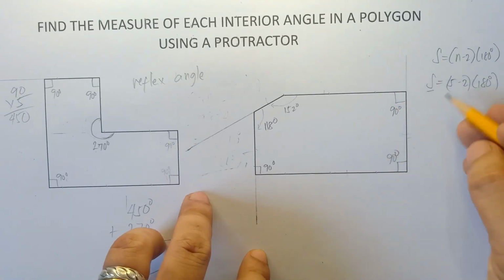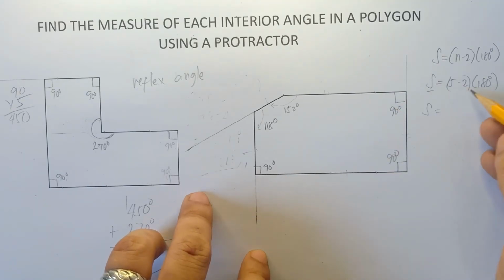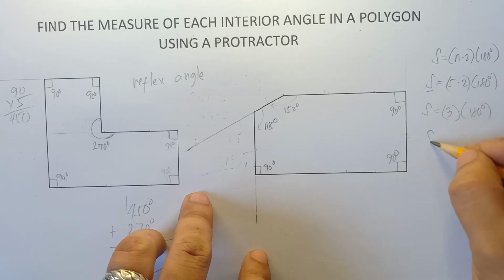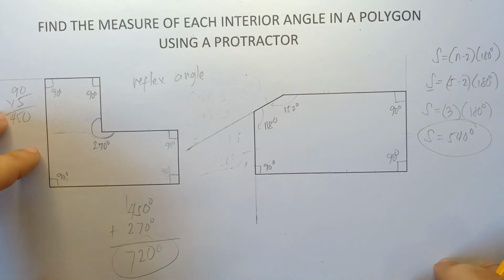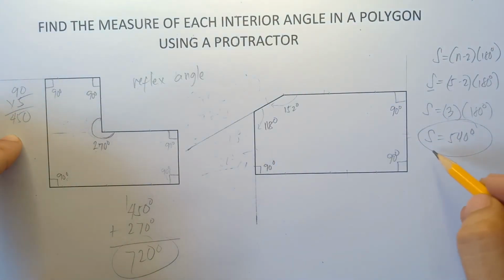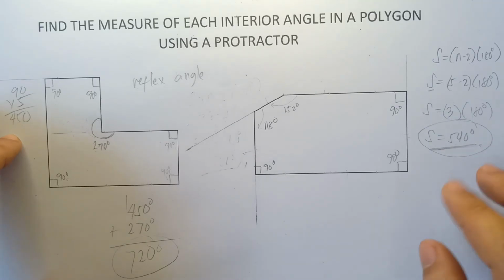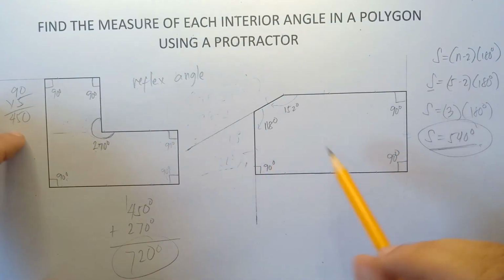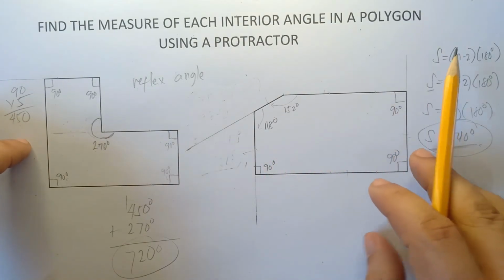correct. So the sum equals 5 minus 2, that's 3, times 180. Once again, class, we have 5 sides, minus 2, that's 3, times 180, so S equals 540 degrees. Therefore, class, for any type of pentagon, the sum of the interior angles is always 540 degrees. So let's check, class, if we get 540 degrees with regards to this given angle.